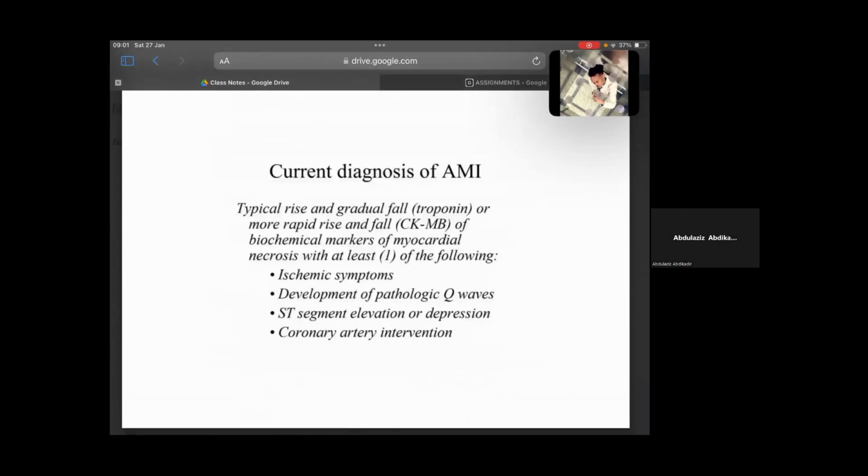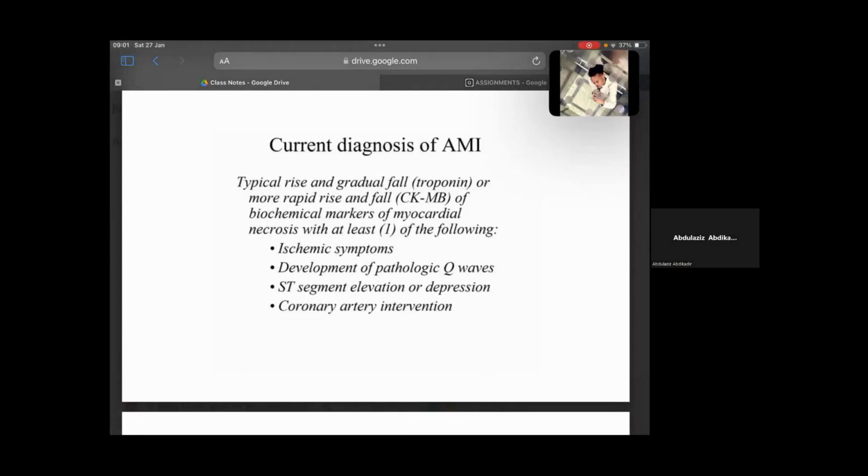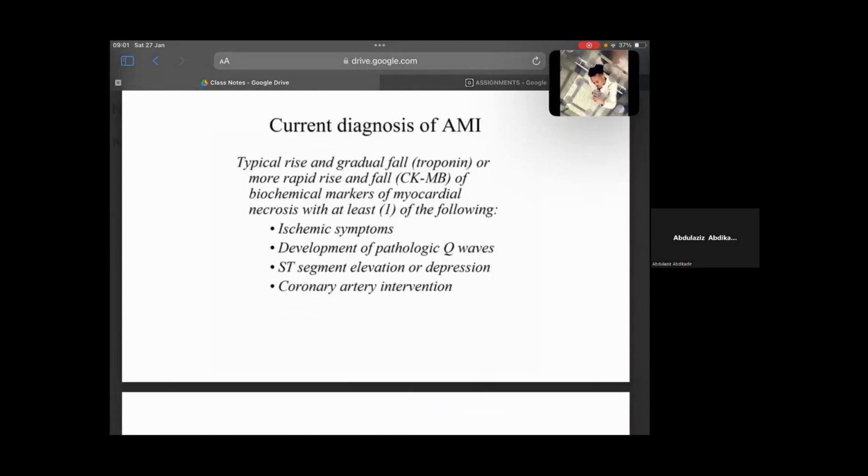So the typical rise and fall, you do it with one of these. So the ischemic syndromes, the pathologic Q waves, the ST elevation. Remember the ST elevation myocardial infarction and the non-ST elevation myocardial infarction, the STEMI and the non-STEMI. This coronary artery intervention, leave it for now. Check the first 3.